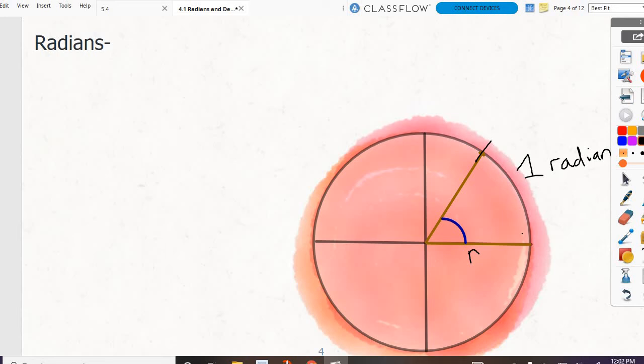So now I want you to find out how many radians are in your whole circle. Keep going and measure off around the circle to figure out how many radians are in your circle. Say we keep going like this, all the way down. It's not going to be exact. You're going to have some left over, which is okay.